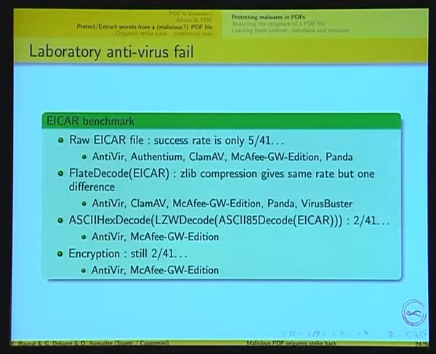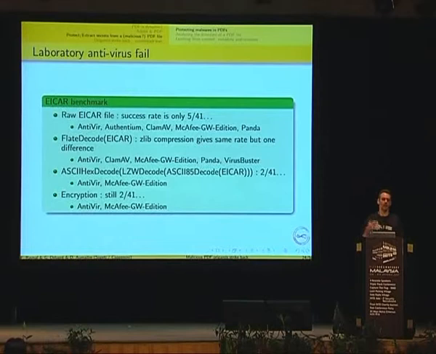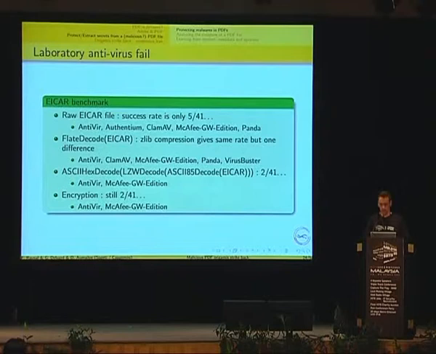So I took the EICAR file, the EICAR test file for antivirus, and I submitted it to VirusTotal, and the first result was 5 out of 41 antivirus could detect it. I don't know why, I must stand by. They are all supposed to detect it, but they didn't. Then I just did a simple manipulation. I compressed the EICAR file and I applied a filter on it. So when the PDF is opened, the filter will be executed on the compressed file, which will then be decompressed and executed.